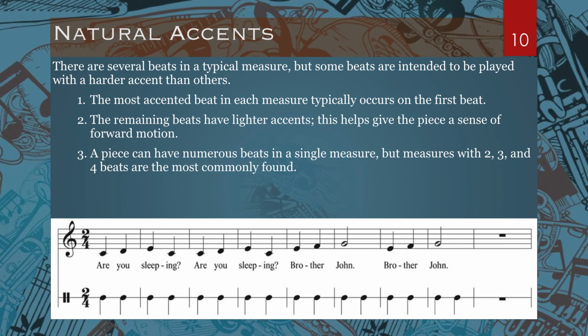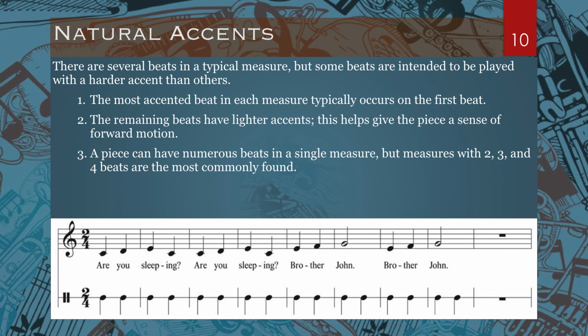And the other thing you should know is that a piece can have numerous beats in a single measure, but measures with 2, 3, and 4 beats are the most commonly found. And we're going to talk about this in more detail later. But for now, you should just understand this concept that music has accents, natural accents that we find, and they're usually based on the time signature.